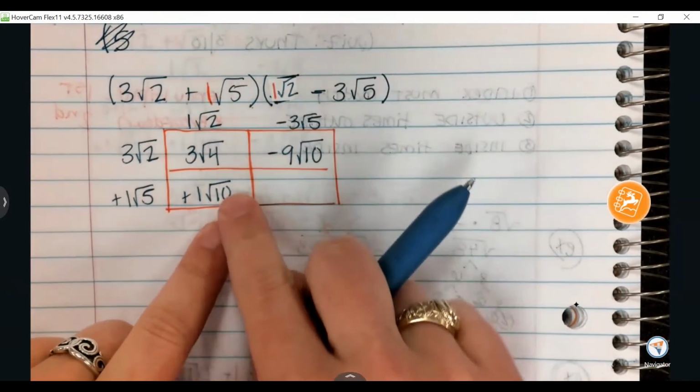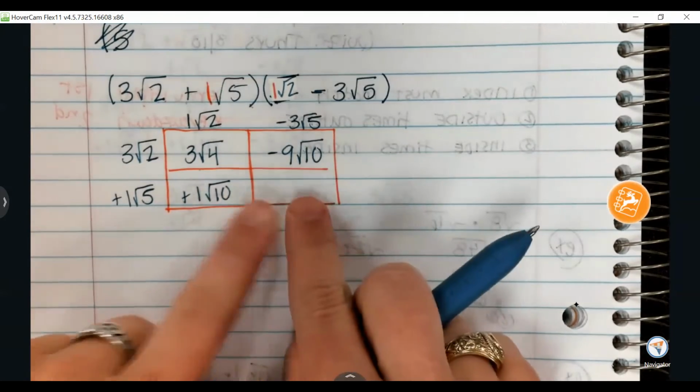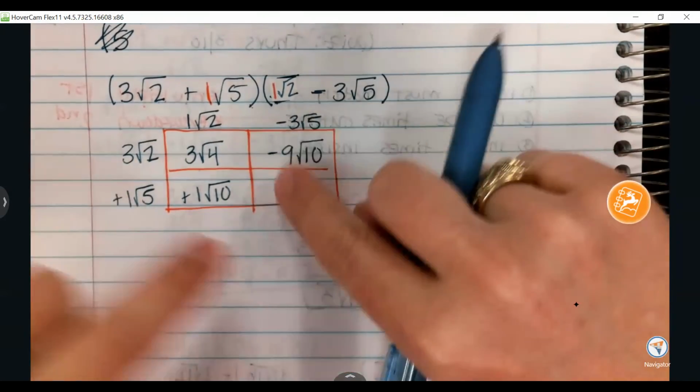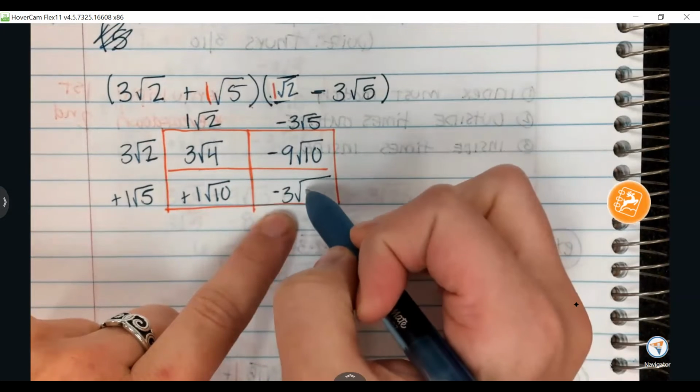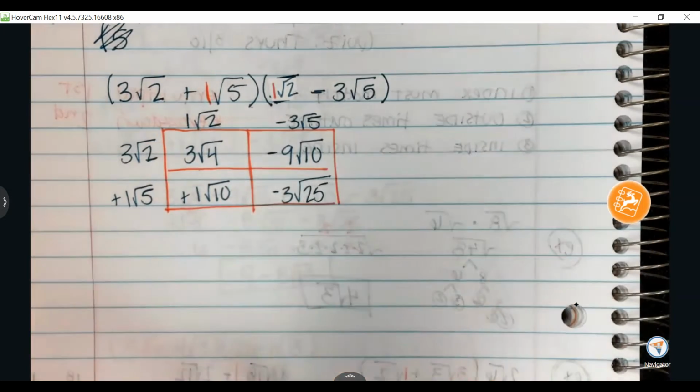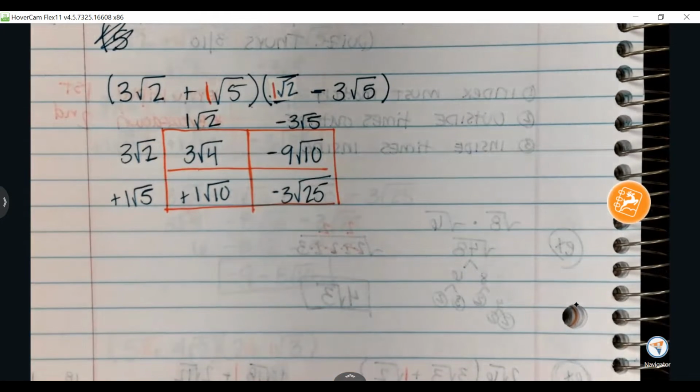+10. 5 times 2 is 10. And then let's go to the last one. Outside is going to be a -3, and inside's going to be 25. Okay. Now I'm going to take all of those and write them in one straight row.